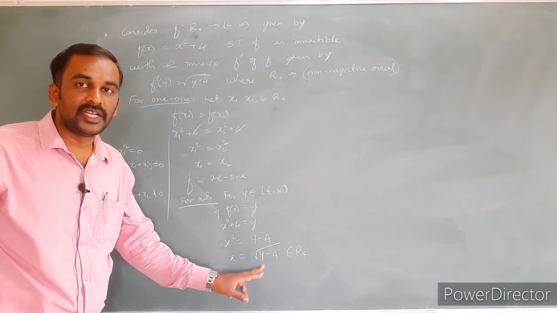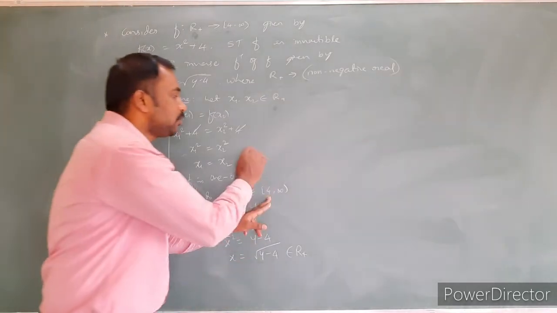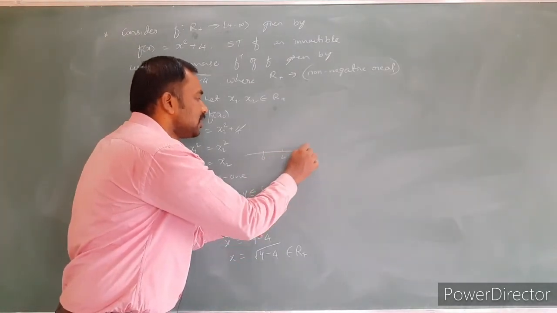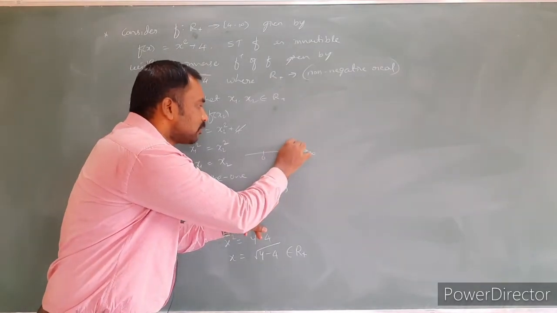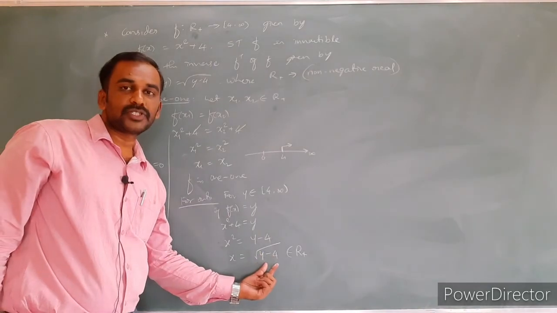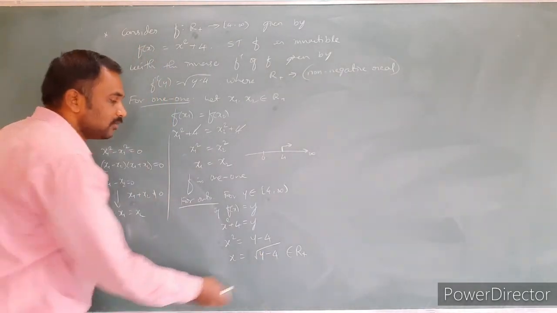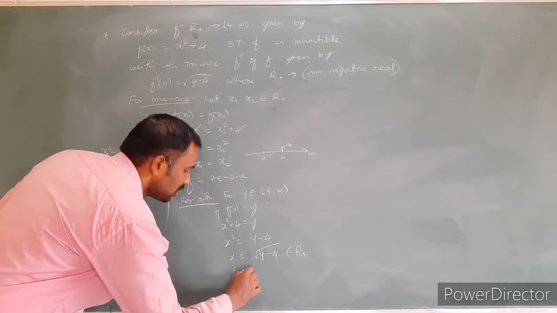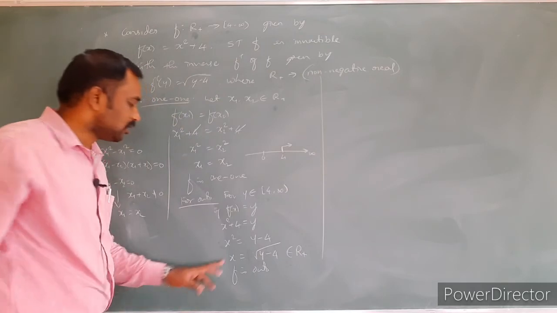Are you clear about this one? What y value are we choosing? We are choosing y values more than 4. Here it is 0, here it is 4, here it is infinity. I am choosing the y value from more than 4. If I replace more than 4 under the root, we will get a positive quantity. Positive quantity means obviously x is positive, belonging to the positive real numbers. From this, f is an onto function. I think you got my point.